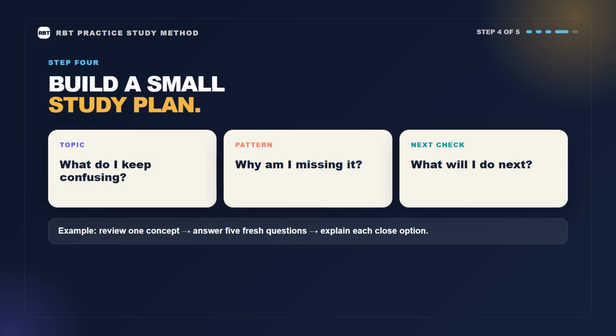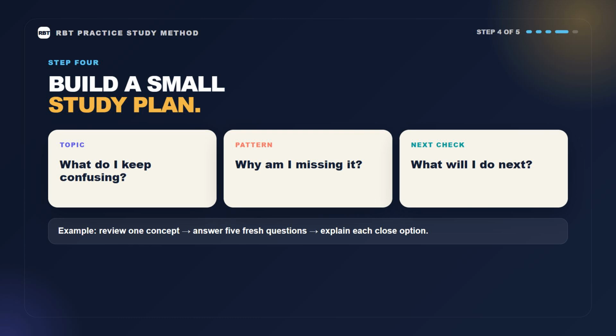After a practice session, group your corrections. Look for patterns in topics and mistake types. Then choose the smallest useful next step. Review 1 weak topic. Compare 1 pair of concepts that you keep confusing. Or do a short set of fresh questions where you must explain why every distractor fails.